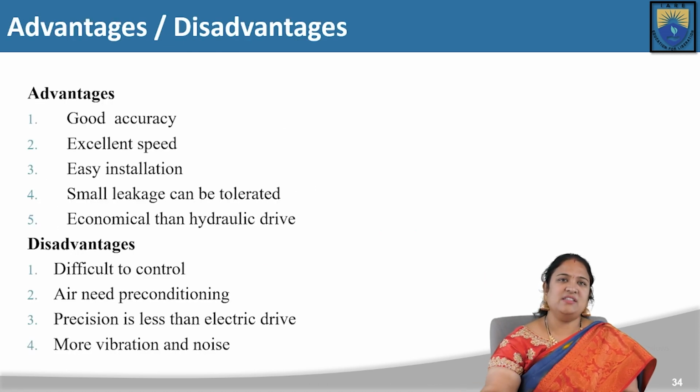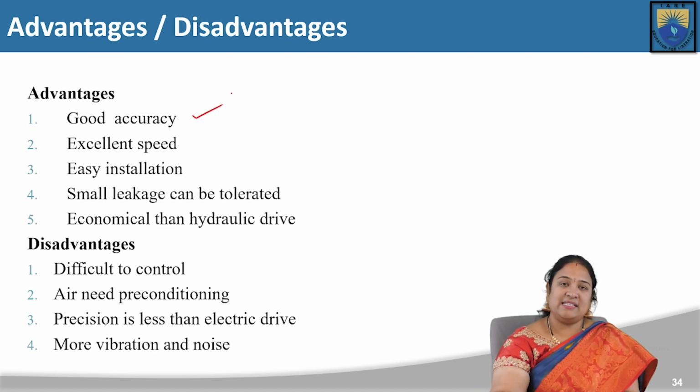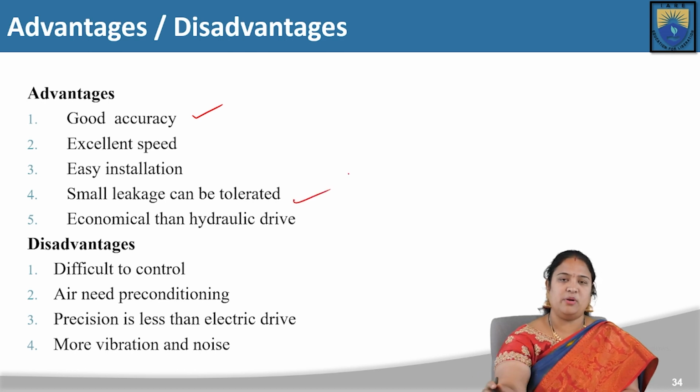The advantages here are that it gives good accuracy, and it has excellent speed, that is, the automation of the robot has excellent speed. The work is done at a higher speed. It is easy to install compared to the hydraulic and electric driven systems, and higher leakage can be tolerated because it is air.